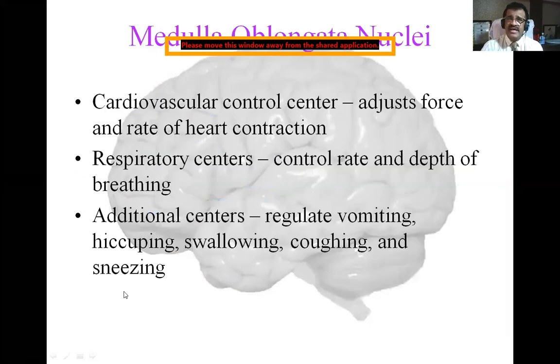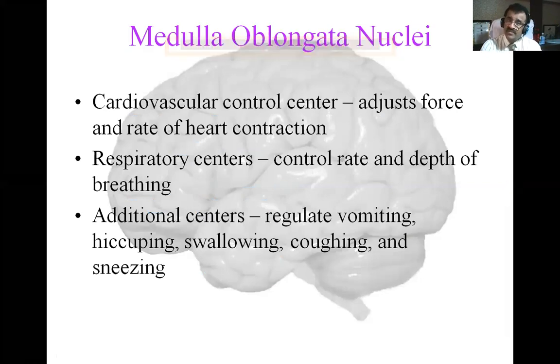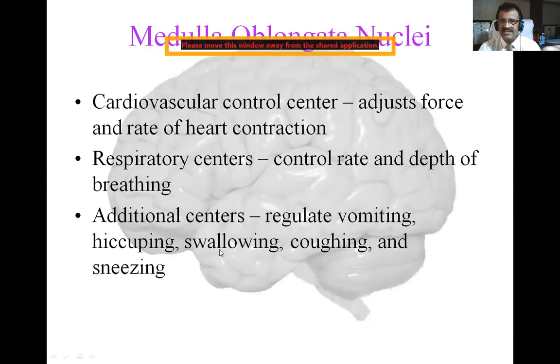Medulla oblongata nuclei are important, we'll see them now. The first one is the cardiovascular control center. It adjusts the force and rate of the heart contraction. Next is the respiratory center. It controls the rate and depth of breathing. And additional centers which we have seen earlier, like the emesis center for regulation of vomiting, hiccuping, swallowing, coughing, and sneezing.